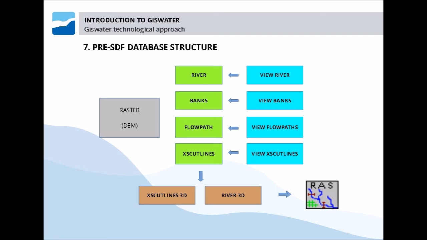The technological approach is as follows. We have a raster layer of the digital terrain model, which we will add the river, the flow paths, the banks, and the cross-sections of the river. This will generate the necessary elements to create a 3D model of the river in a DEM standard model file that is compatible with HEC-RAS.